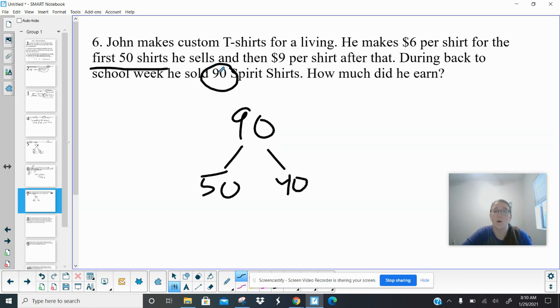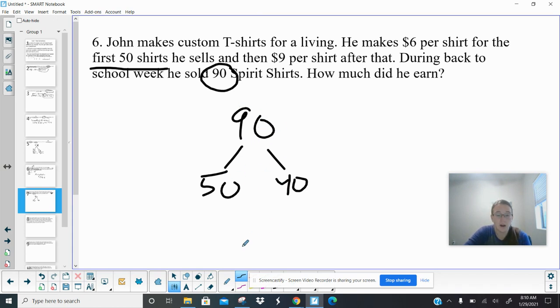Once again, though, if you look at your test, you have a different number for the number of shirts. So I recommend you pause the video, go back to your test, and see if you can tell how to split yours up. Your first number will be 50. The second number will change because this number should be different.